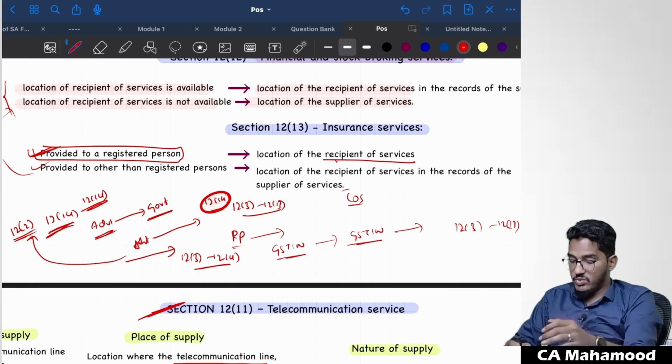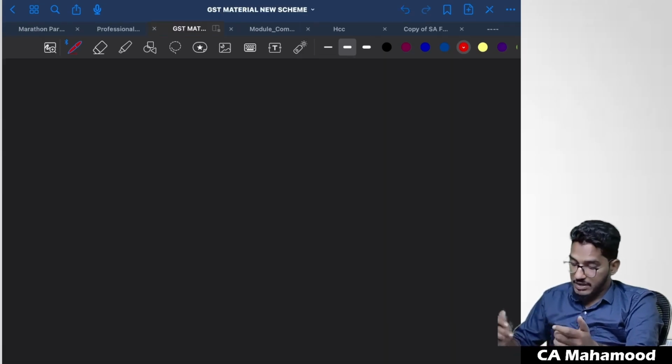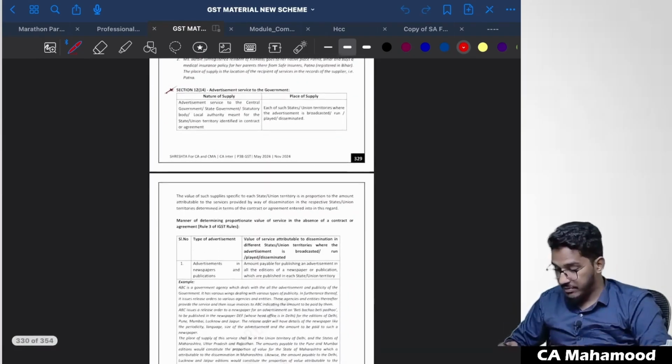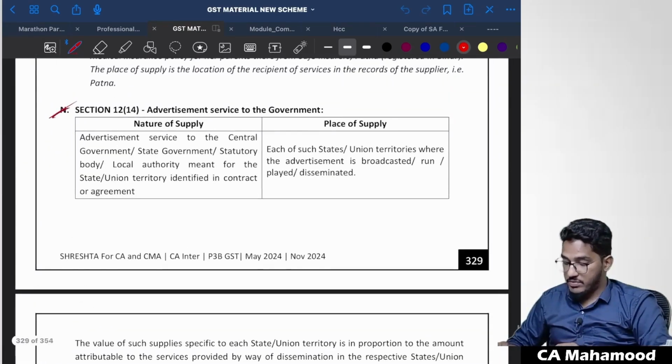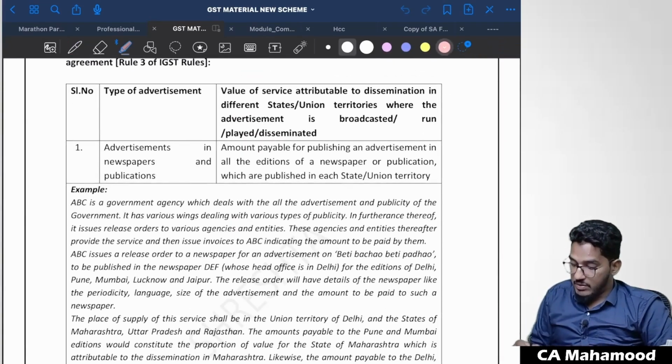So for this, there is no summary as such. Why? Because in the material itself we have the summarized form. So from there only we will cover 12 subsection 14. So let us try to cover it from here. Advertisement services provided to government. So in this, they say different cases. Number one, advertisement in newspapers and publications.